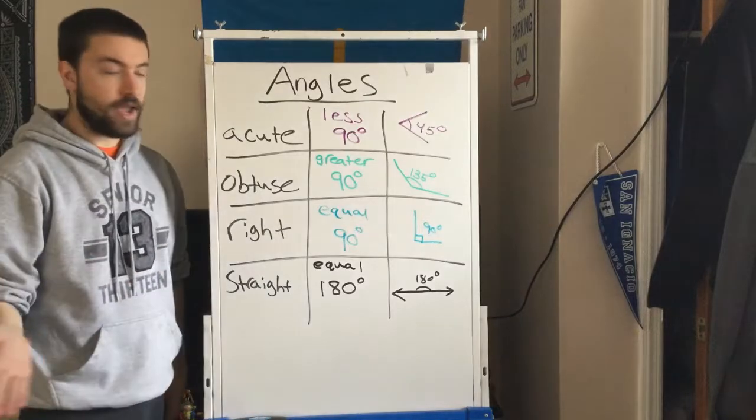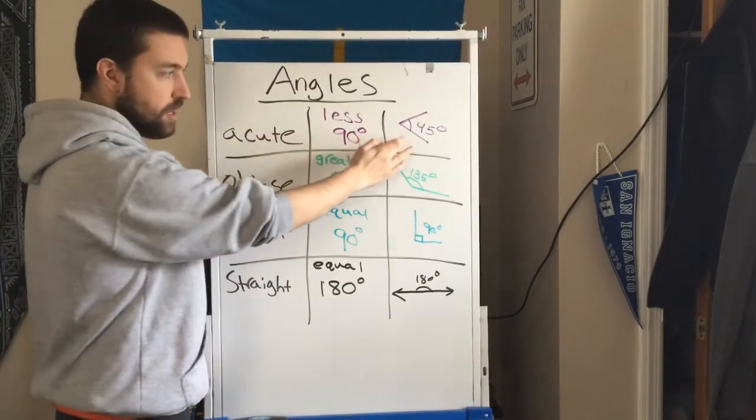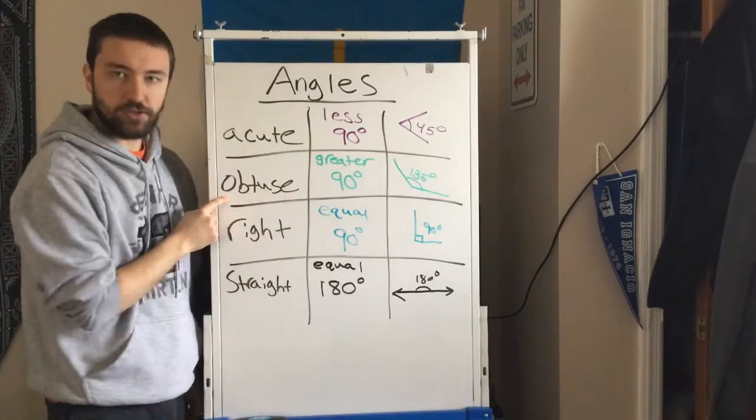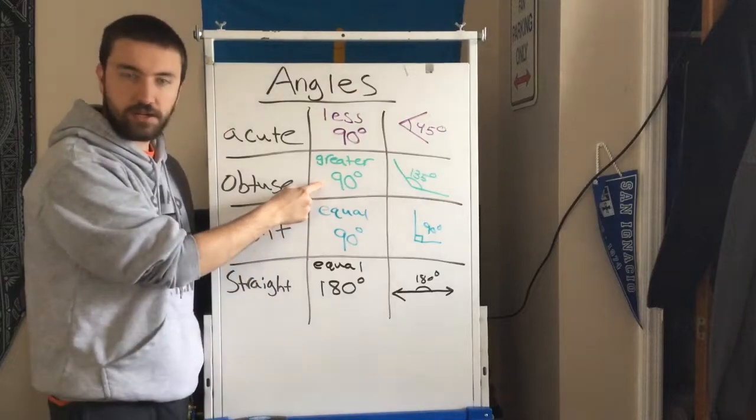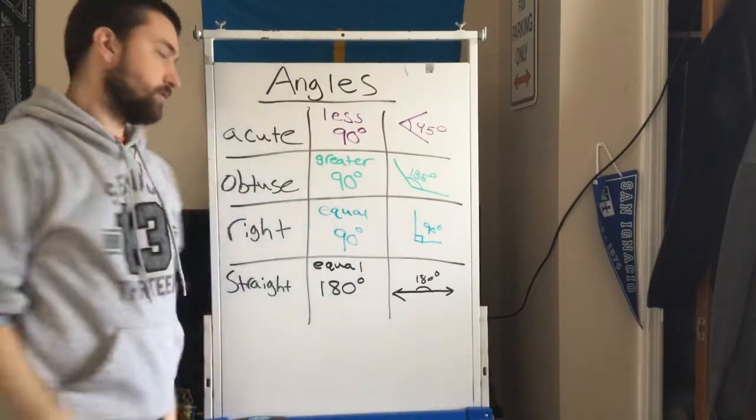So to recap our angles, we have the acute angle, which is less than 90 degrees, and they look like this. They're small, they're cute. We have our obtuse angles that are greater than 90 degrees. These are the big ones. They're obese. They're fat angles.